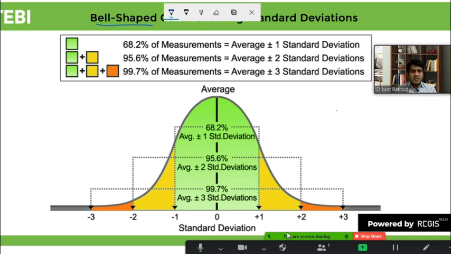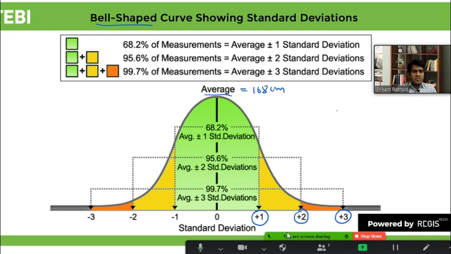The exact middle value of the curve represents the average data. As per our question, it's going to be 168 centimeters. The standard deviation is represented on the x-axis. If I'm representing the range, this is called the first standard deviation, this is called the second standard deviation, this is called the third standard deviation, and so on. This side also, this is the first standard deviation, second and third.